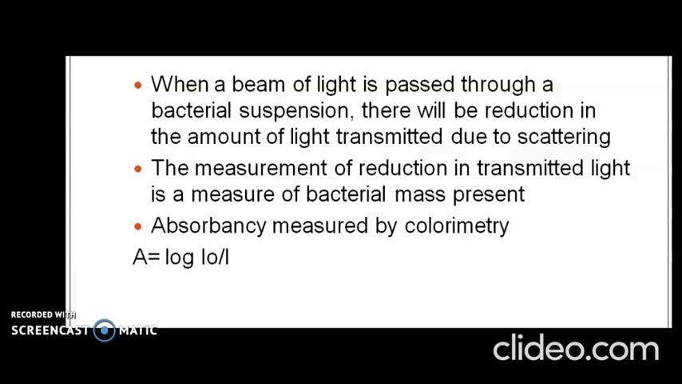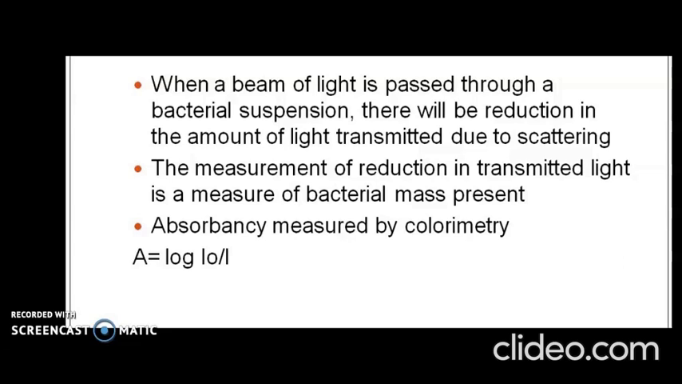When a beam of light is passed through a bacterial suspension, there will be reduction in the amount of light transmitted due to scattering. The measurement of the reduction in the transmitted light is a measure of bacterial mass present. The absorbency is read by colorimeter. Absorbency is measured by finding the ratio between intensity of light entering the suspension, that is I0, and intensity of light that gets transmitted by the suspension, that is I.